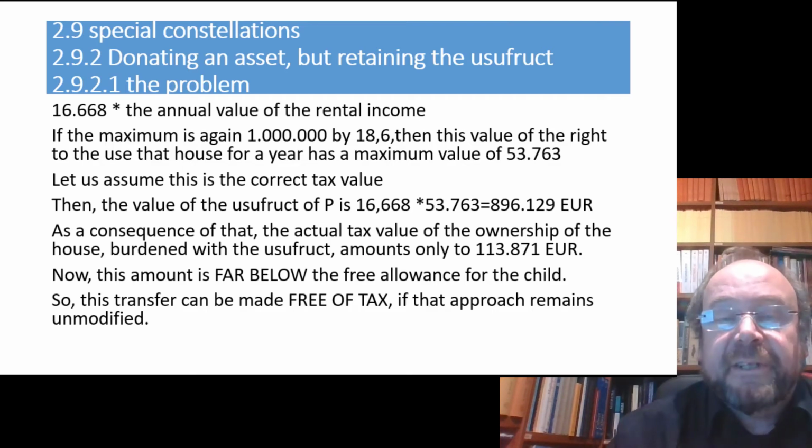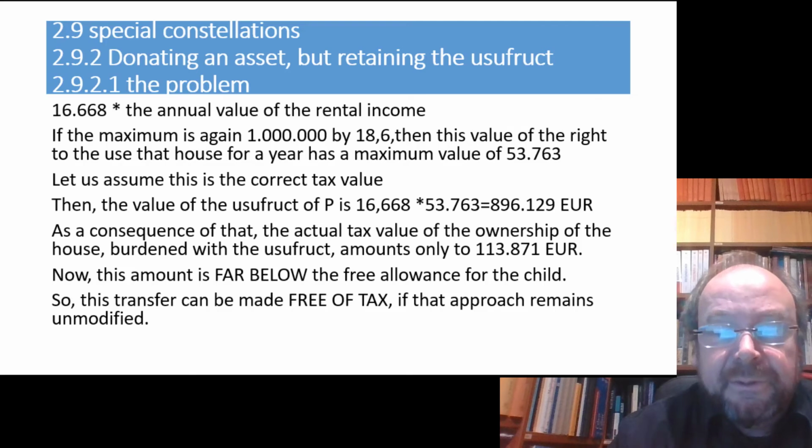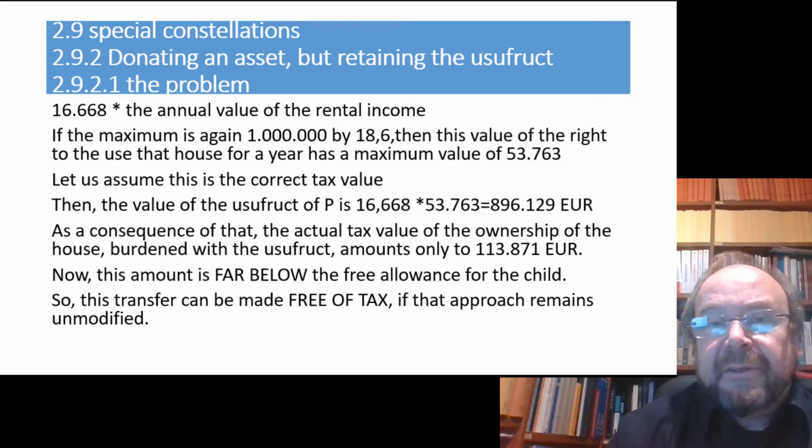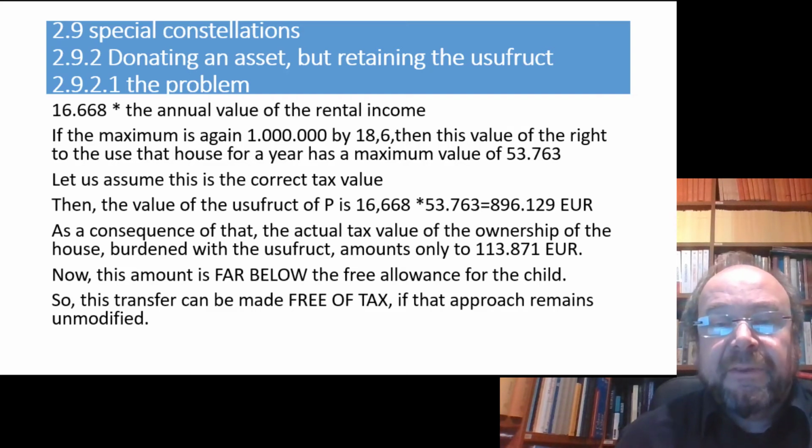So the child effectively only got a house with a value of 1 million minus the present value of the usage, which is kept back by parent P for the next perhaps 40 years. That amounts, if you calculate it based on the maximum rental value of the house, to 896,129 euro. And that leads to the consequence that the ownership of the house of 1 million changed, and the tax base is only 113,871. This amount is far below the free allowance for the child, so you could hand over that ownership burdened by a usufruct for the rest of life of the previous owner below the free allowance, so completely free of tax.